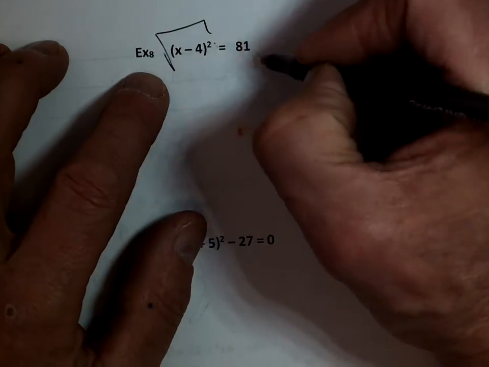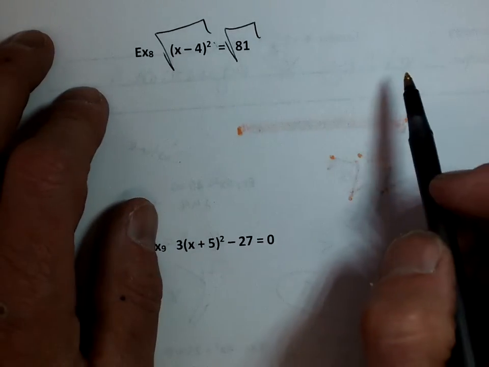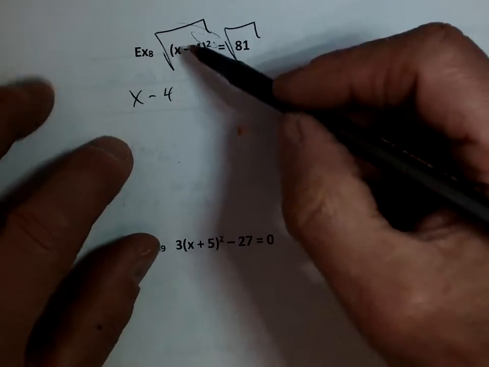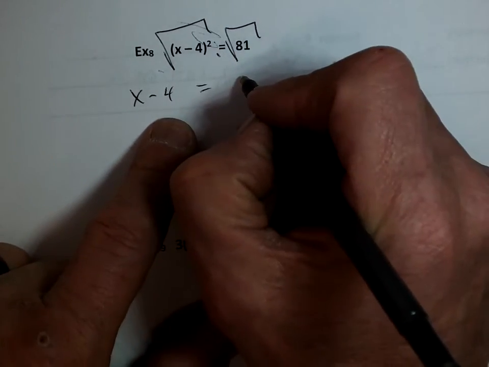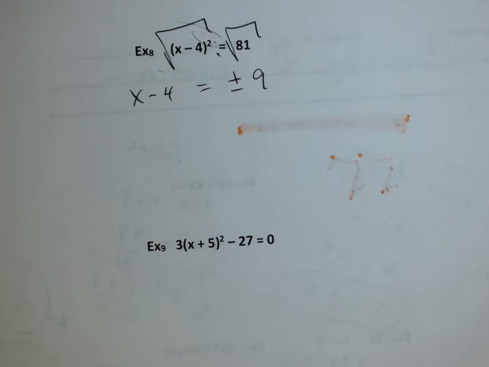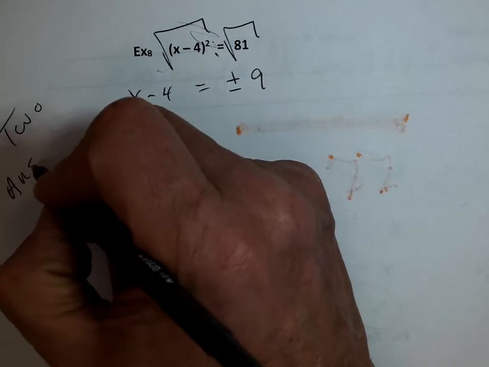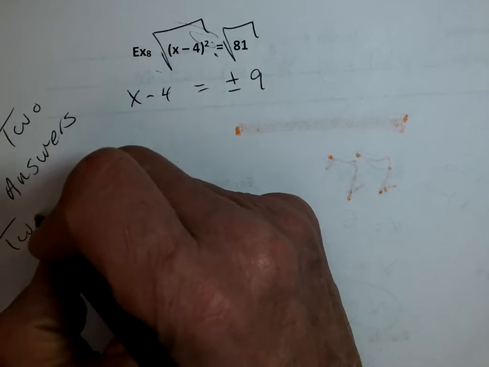If I square root first, the square cancels the square. You guys agree? So all I'm left with is an x minus 4. The square root cancels the square. But over here, it equals 9, but it's plus or minus 9. Gotta have both. Now we need two answers. Wouldn't you add 4? Yes, but hold on to that thought. To get two answers, we need two equations.